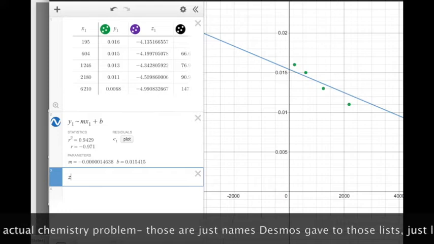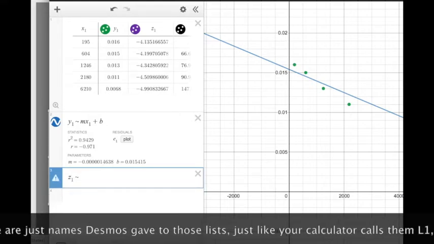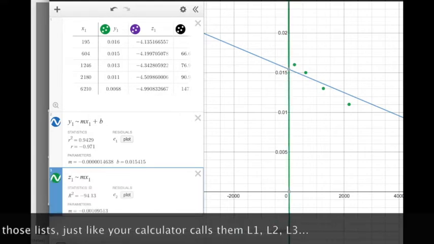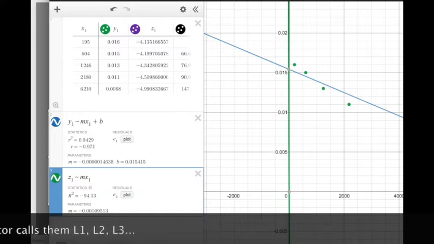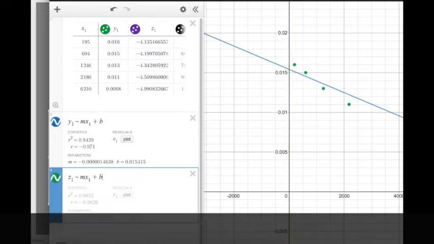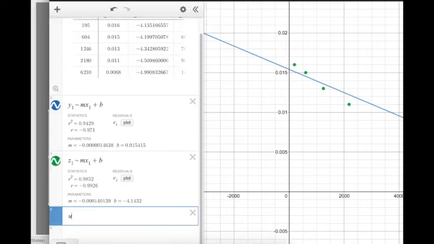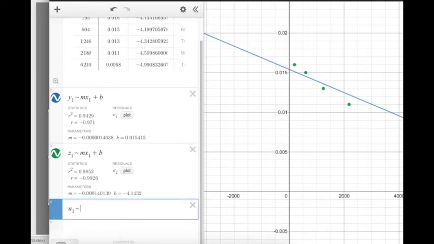Hey, Desmos, is natural log of concentration proportional to a slope times time plus a y-intercept? Ooh, that's even better R values. Let's see the last one. 1 over the concentration, is that proportional to a slope times x1 plus a y-intercept? Ooh, that's even better. So we have a decision to make. All three of these models fit okay.